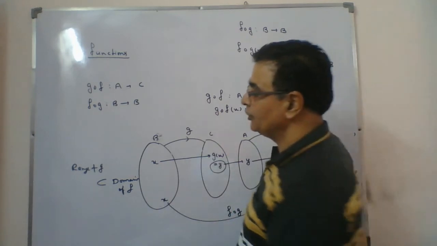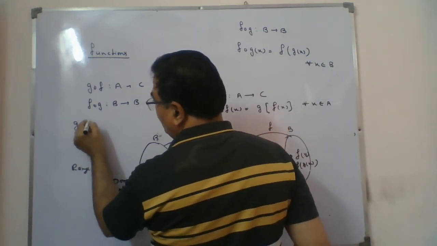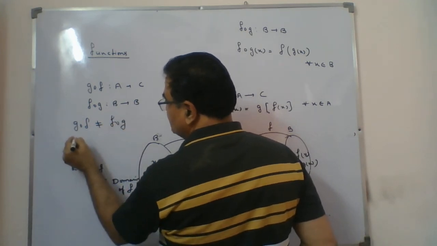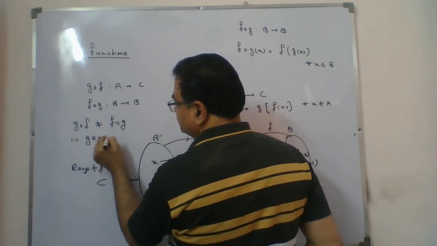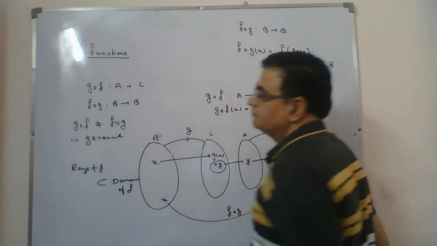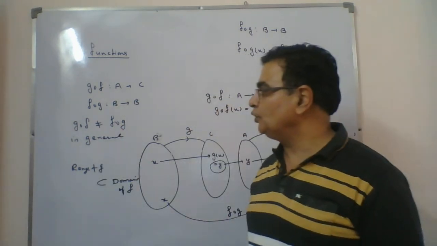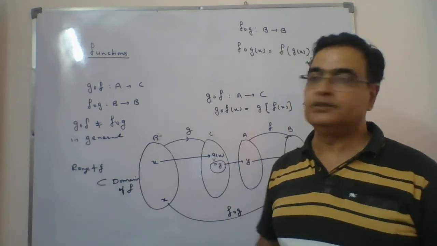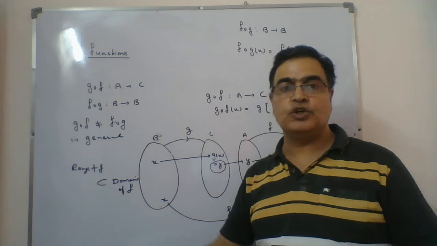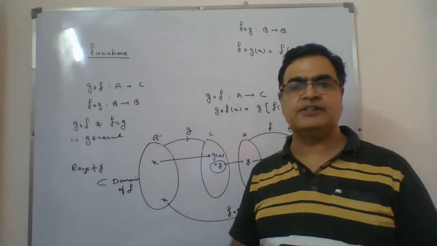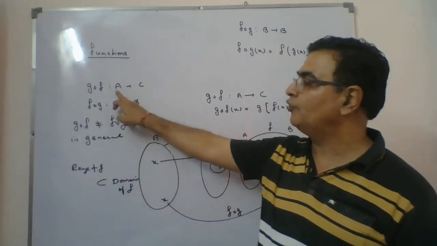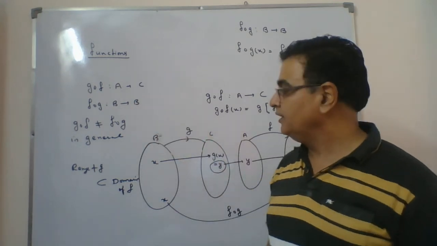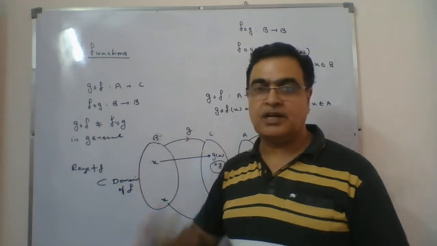So one property you should keep in mind now: gof is not equal to fog in general. In general, this condition does not hold, so you can't say that fog and gof are equal. In a few cases, they can be equal. In a few cases means if it goes from real to real, and this is also going from real to real, we'll say yes, it will be possible. So this will be the composition.